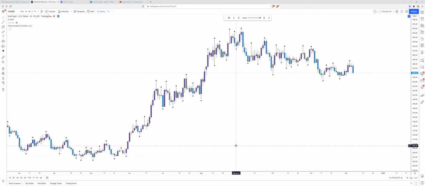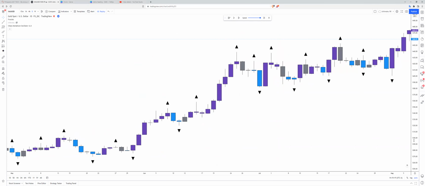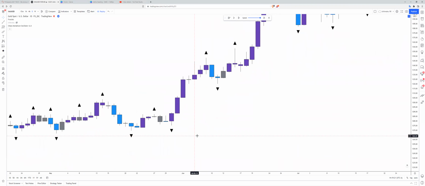Okay, so fractals are showing levels of support and resistance, and it also shows market structure as well. How fractals form, and then going in closer on the fractals. Fractals form every roughly 3 to 5 candles.